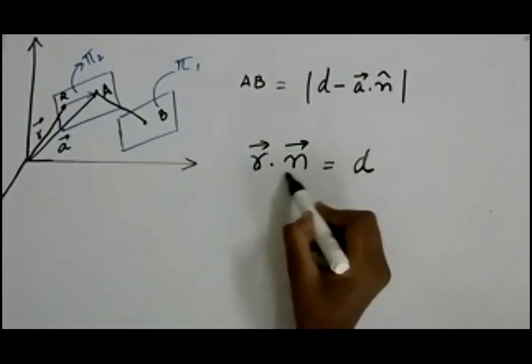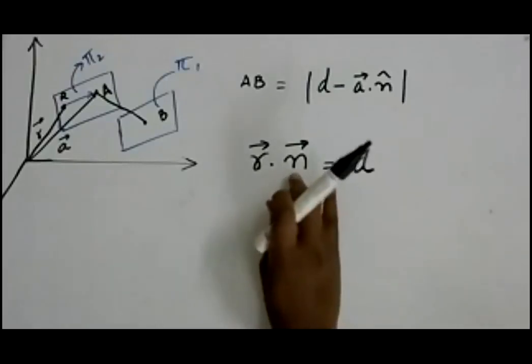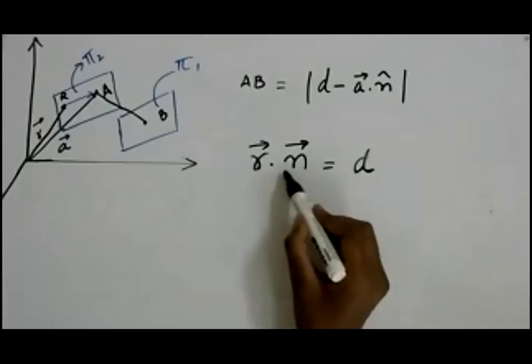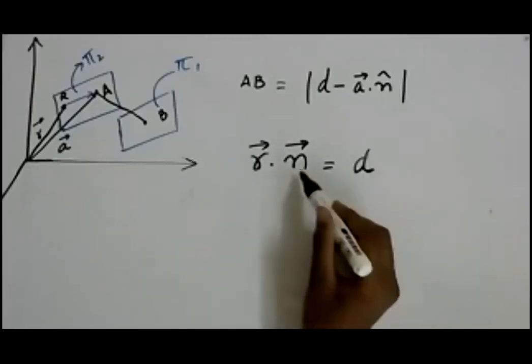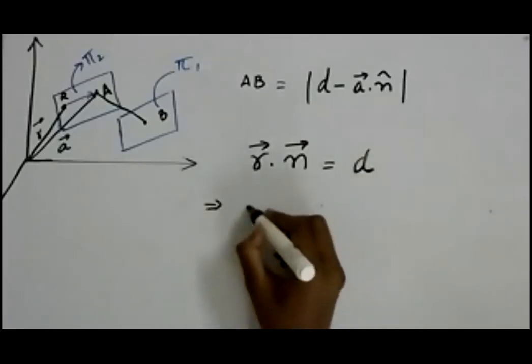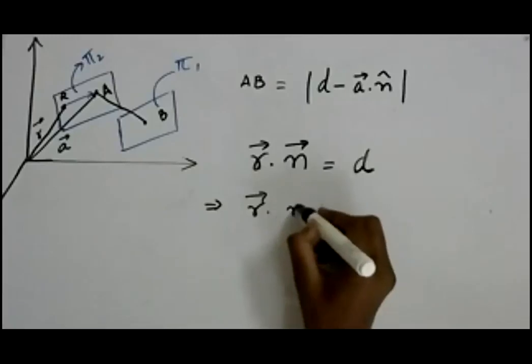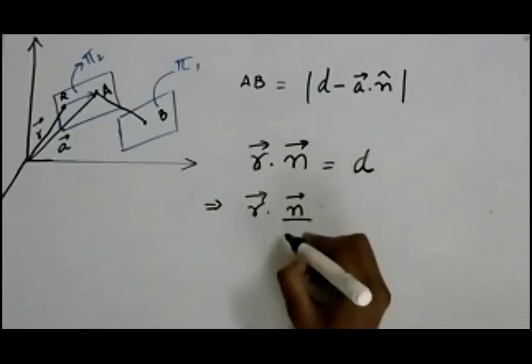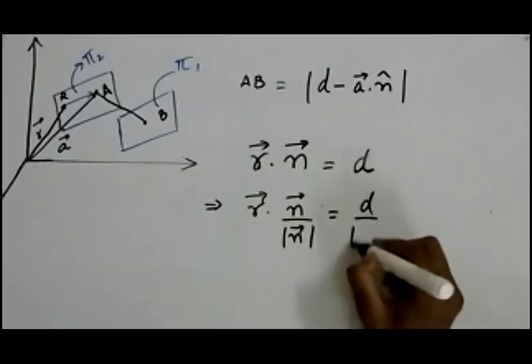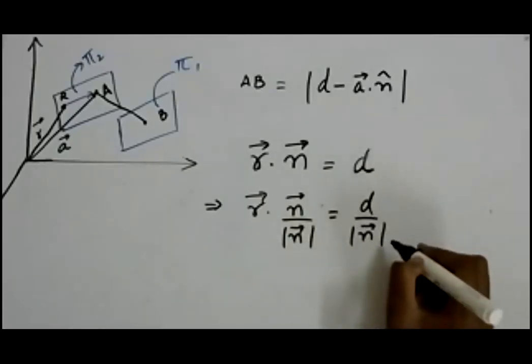So to convert this vector into a unit vector, since this is already a normal vector, we just have to divide it by the modulus of this particular vector. So if we are dividing it by modulus of n vector this side, we have to divide the other side also. So we are going to have r vector dot n vector upon modulus of n vector, that is equal to d by modulus of n vector.